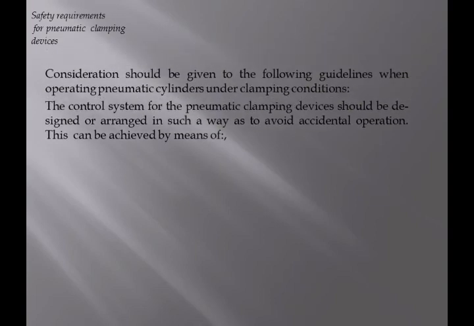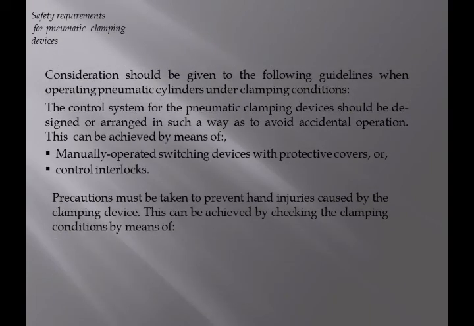Safety requirements for pneumatic clamping devices. Consideration should be given to the following guidelines when operating pneumatic cylinders under clamping conditions. The control system for the pneumatic clamping devices should be designed or arranged in such a way as to avoid accidental operation. This can be achieved by means of manually operated switching devices with protective covers, or control interlocks. Precautions must be taken to prevent hand injuries caused by the clamping device.